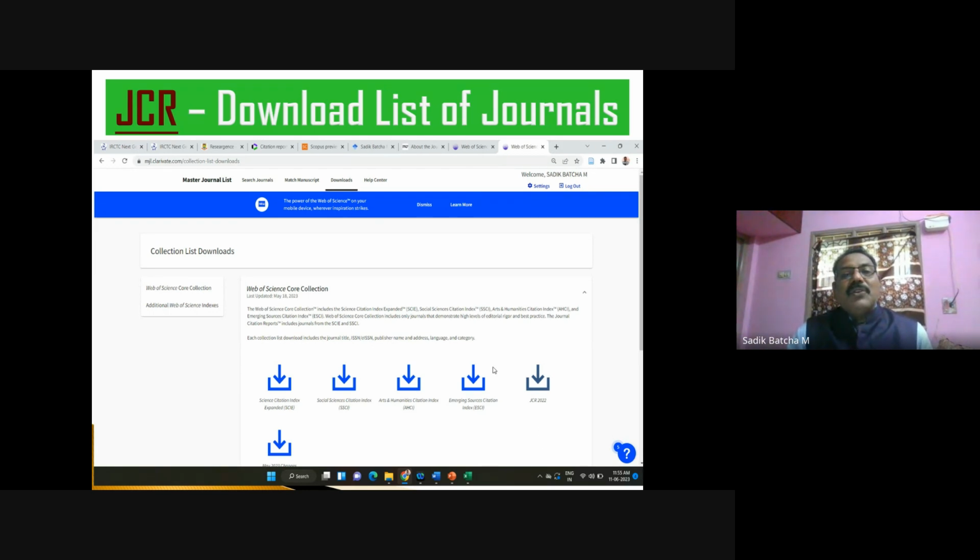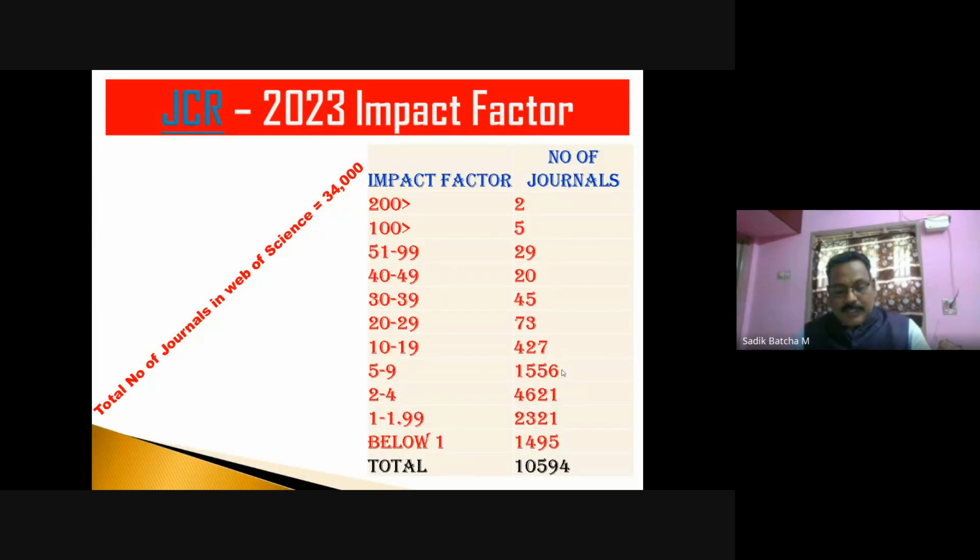Now, one more thing. After downloading this JCR, you can have the list, and as I told you, in the Excel, by using data, you can categorize the data and select journals subject wise. This is one method. Another method I'm telling you, and this is the most important one.